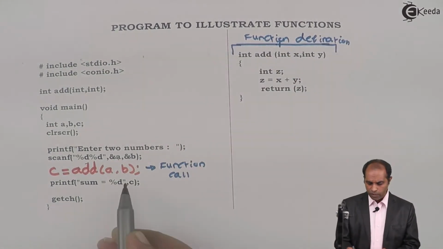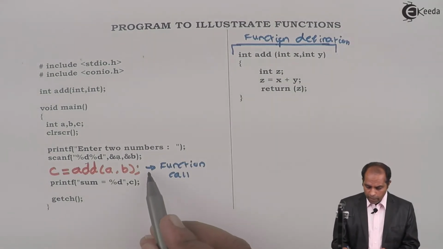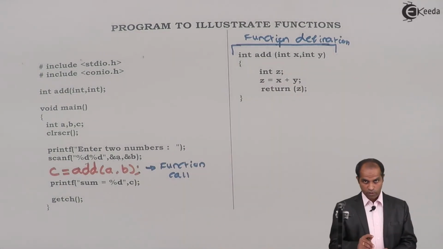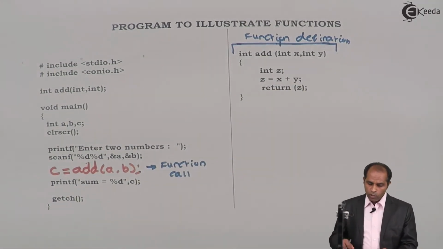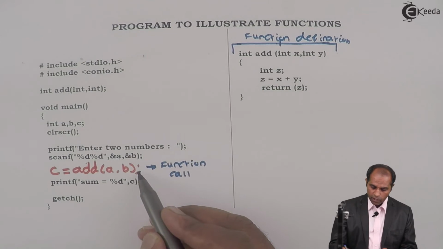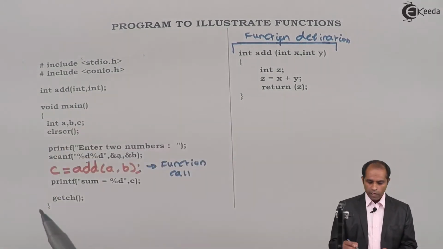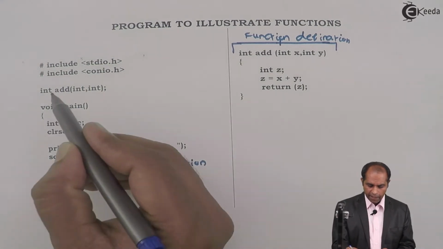This entire thing is a definition, this is your call. Now, when I make a call, we blindly say that this is going to transfer the control to this place. No. In fact, what your system does is, it will check whether the function is called properly or not. Hence, it makes a comparison.